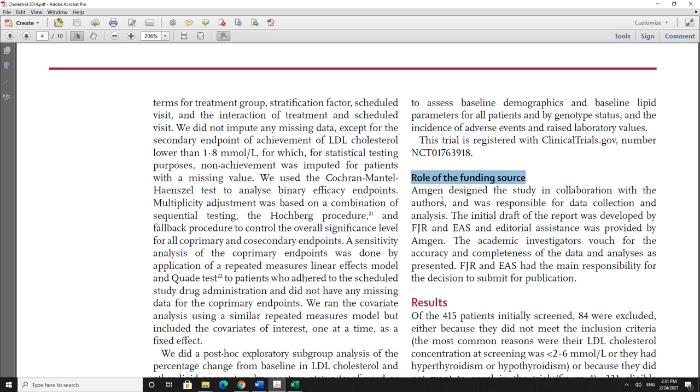Of course here they talk about the funding, but here see the statement which is very important. Even though they received funding from the company that makes the drug, they said the academic investigators vouch for the accuracy and completeness of the data and analysis as presented. Okay, so they have to mention that.